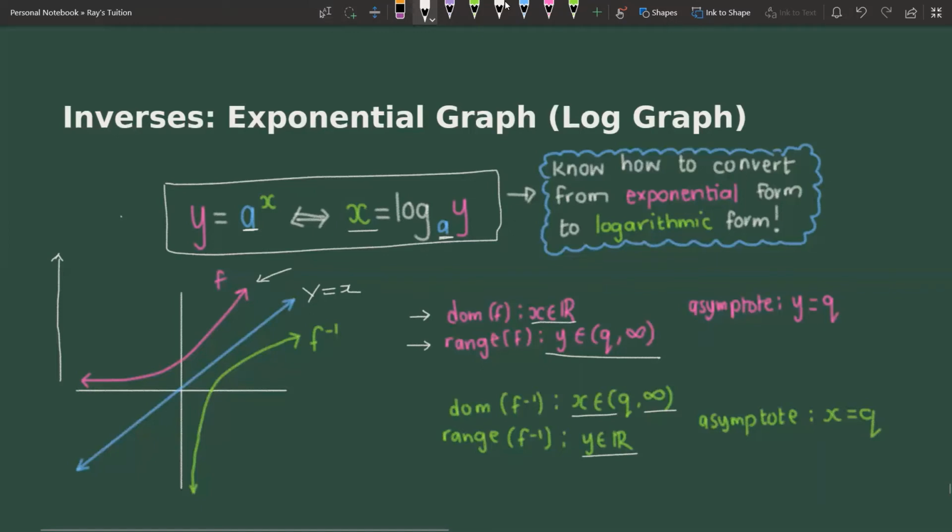You see there's no graph below our domain. So the asymptote, instead of being y is equal to q, is now x is equal to q. Just in typical properties of an inverse, everything that used to belong to x now belongs to y of the inverse, and whatever used to belong to y of the original graph belongs to x of the inverse.